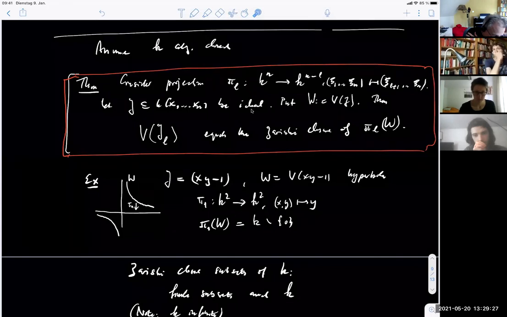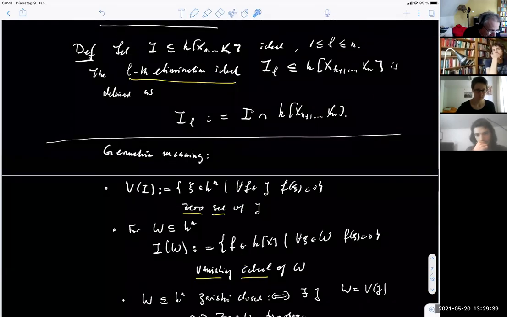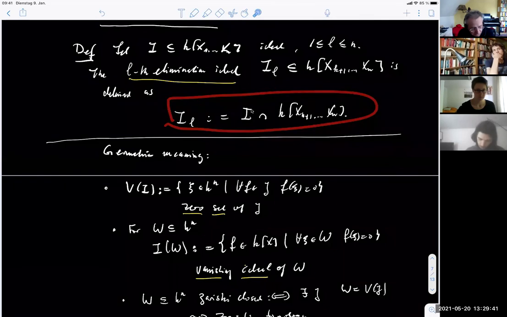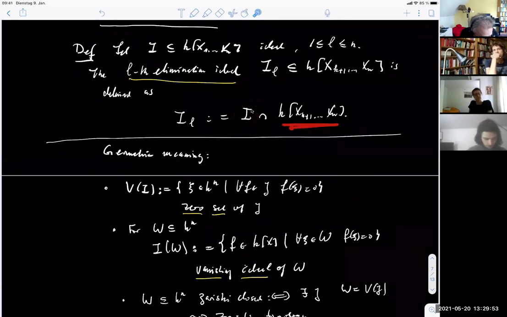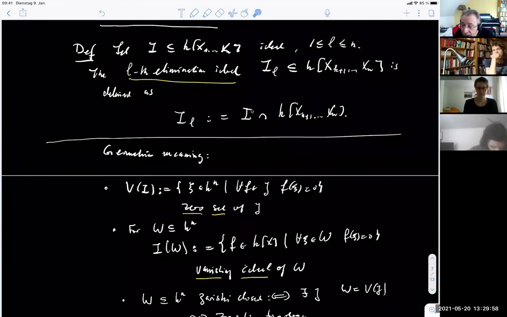Where is it? Here. Yeah, it comes from an ideal. And the only operation I have to do on the ideal is intersect this. So the projection, which is geometric, corresponds to this: intersect the ideal I with this smaller polynomial ring. So we have to see how we can compute I_L, and what will happen. Very beautiful, right? How can we compute it?